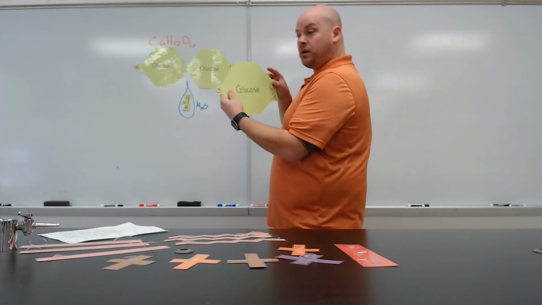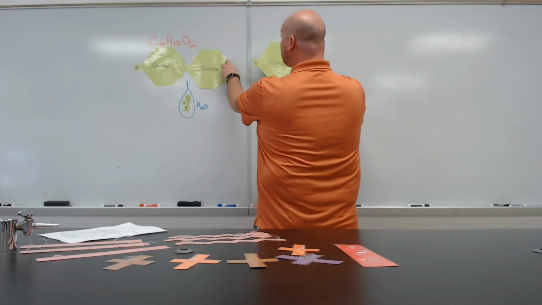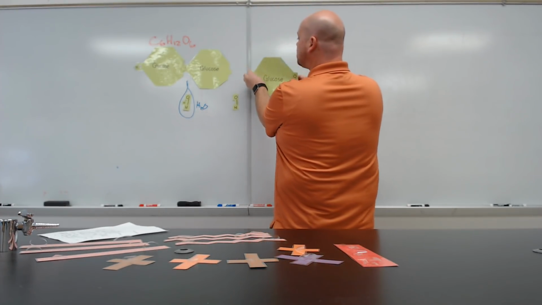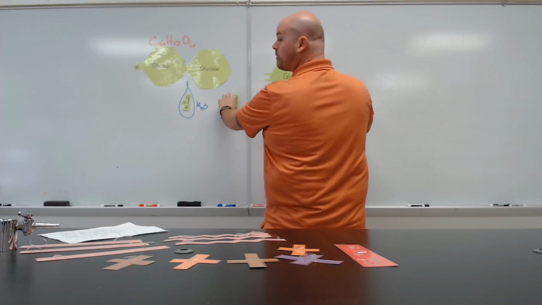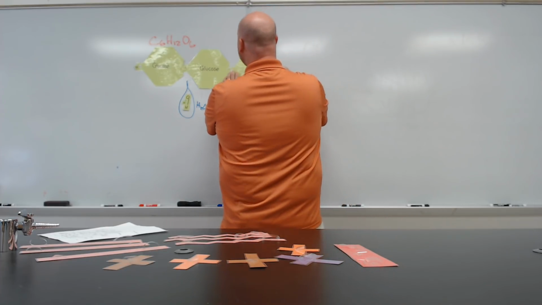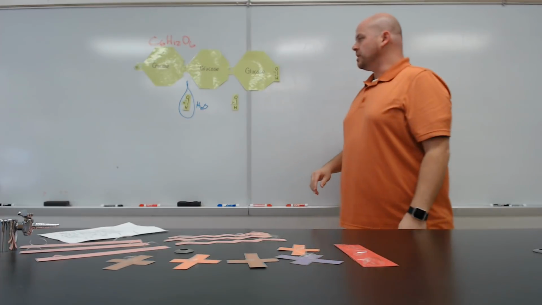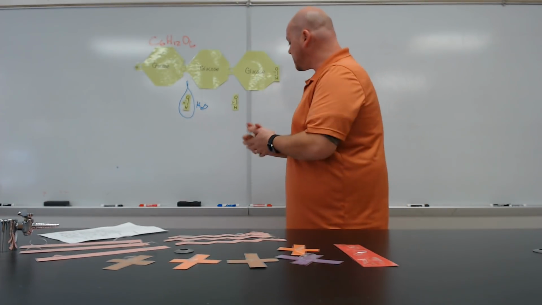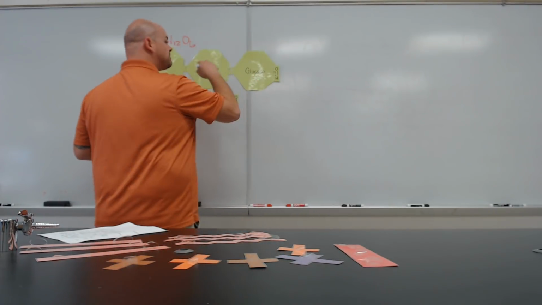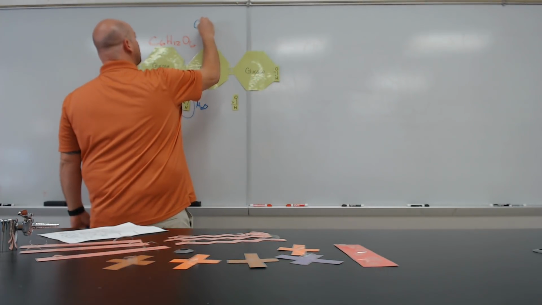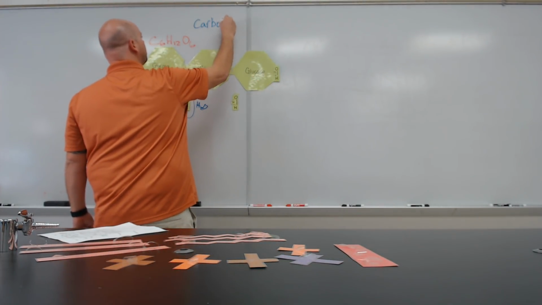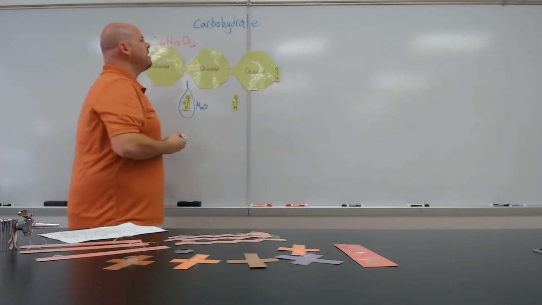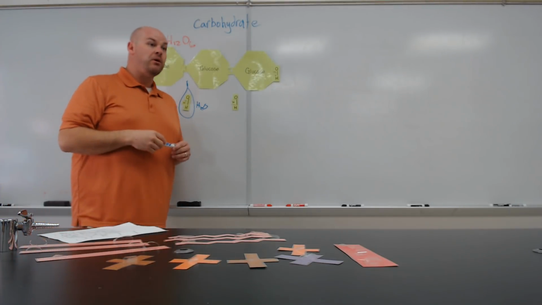If I take another one, here we go. I need another glucose molecule to stick, so I'm going to take this OH out. I'm going to take this H and pop that in there. There we go. There's another water molecule. And now I can get another glucose to stick to it. Now I've got 3 glucose molecules, one attached to another, attached to another. This macromolecule is called a carbohydrate.